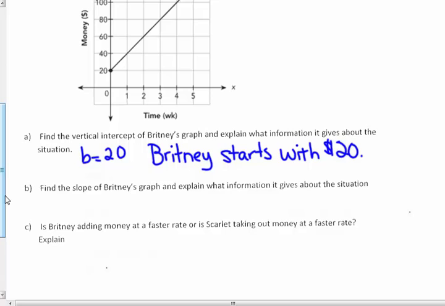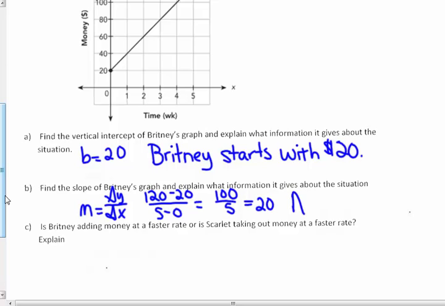Find the slope of Brittany's graph. Well, M equals delta Y over delta X, 120 minus 20 over 5 minus 0 would give me 100 over 5, which equals 20. She's adding $20 each week. Adding $20 per week, that's what it tells me.